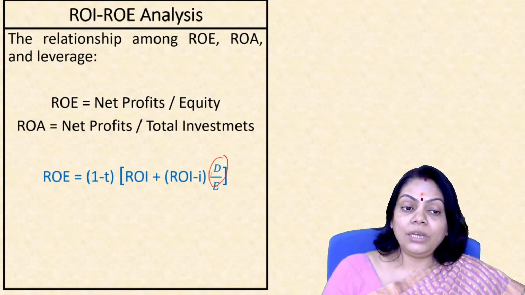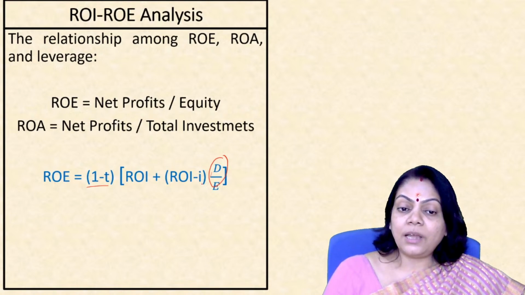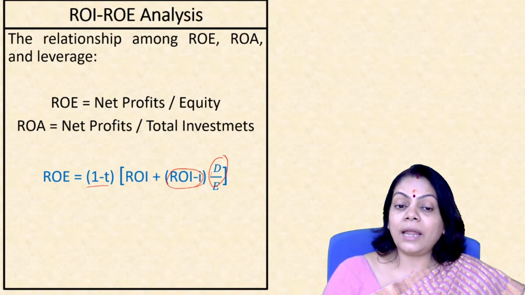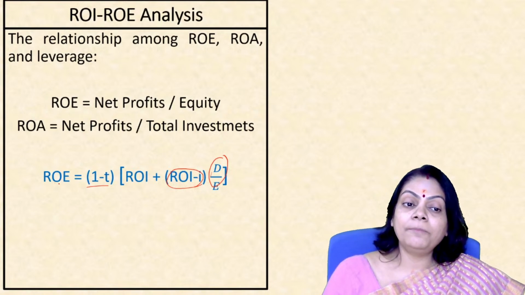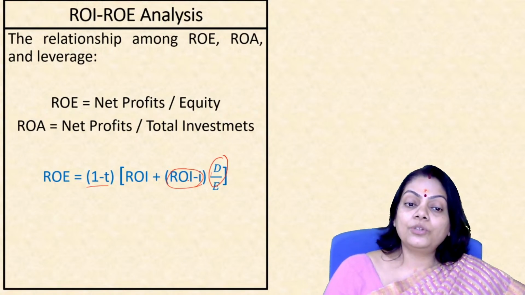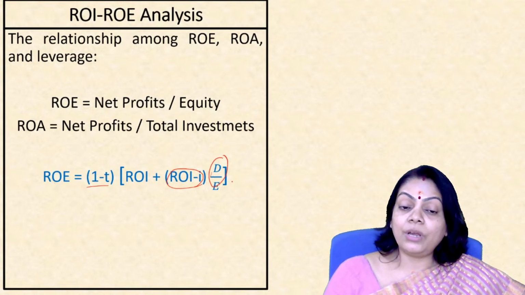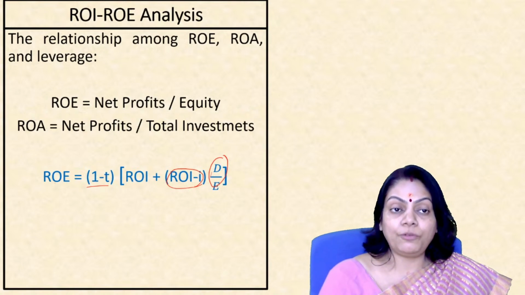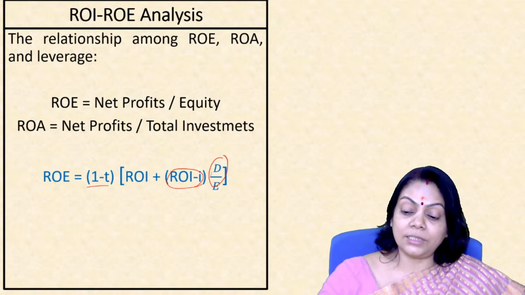Now the tax rate is constant for both these firms, so this is constant. The relationship between ROI and ROE is basically affected by the spread between the ROI and the interest rate, and the leverage. This is what is affecting my ROE. If the spread is higher, ROE will go up, and if the leverage is higher, the ROE will go up. So the spread between the interest rate and the ROI, and the leverage are the things to look for if you are doing this ROE analysis.